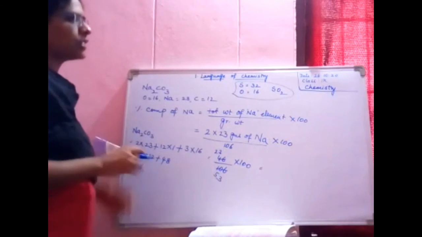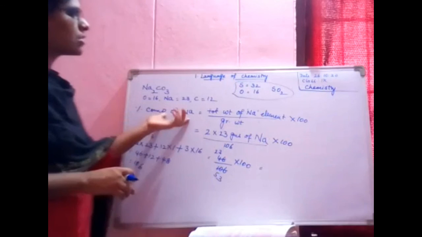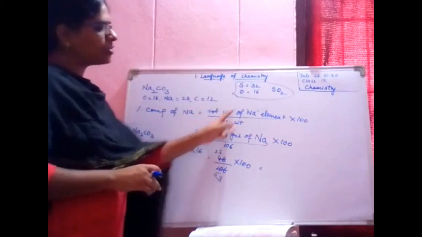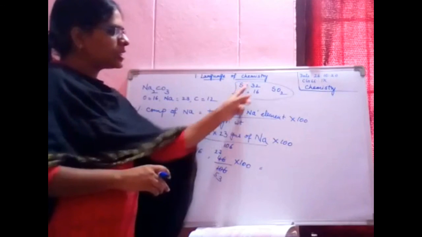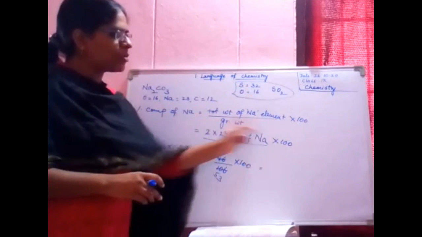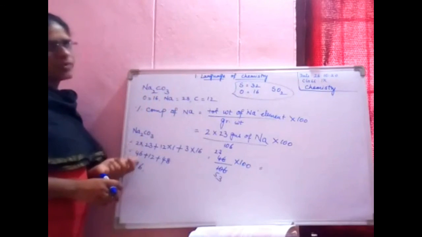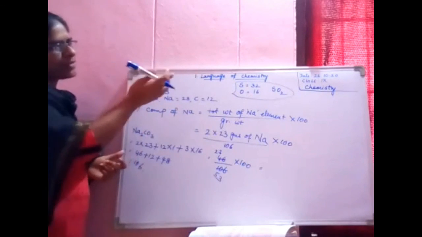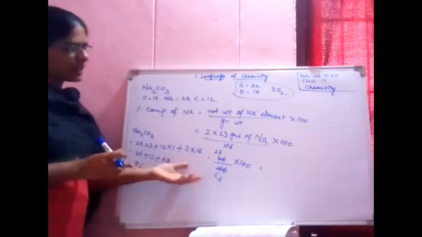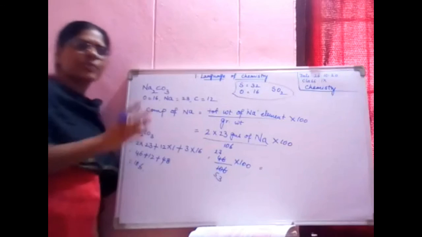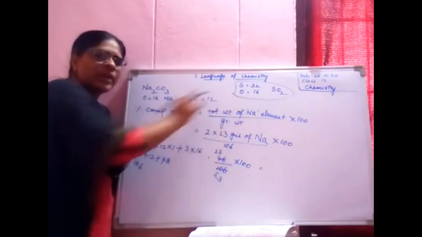First, what you need to do? Percentage composition of sulfur is equal to total weight of the sulfur element by gram molecular weight into 100. In SO2 we need to find like this. How many sulfurs and oxygens are there? Find out and substitute. Okay? Try to solve this problem. This is for your homework.